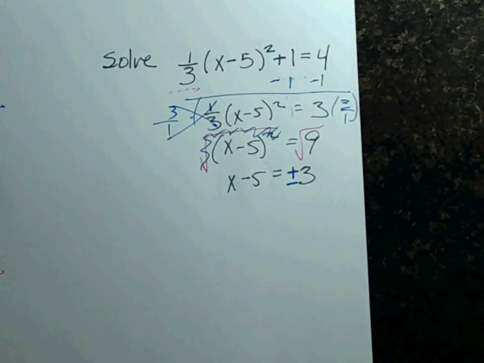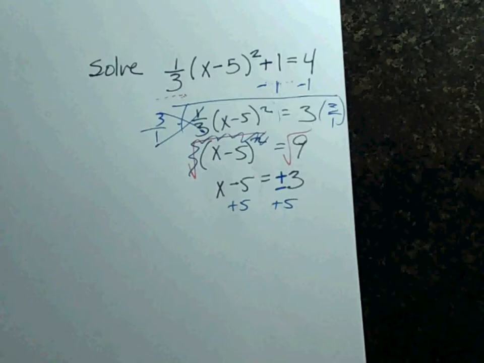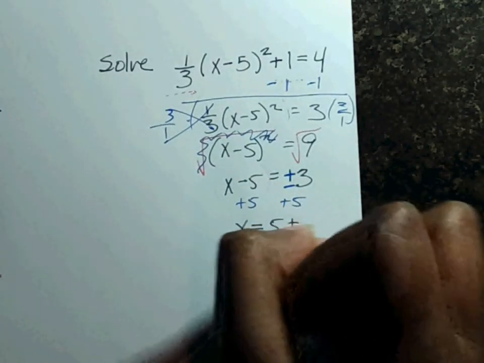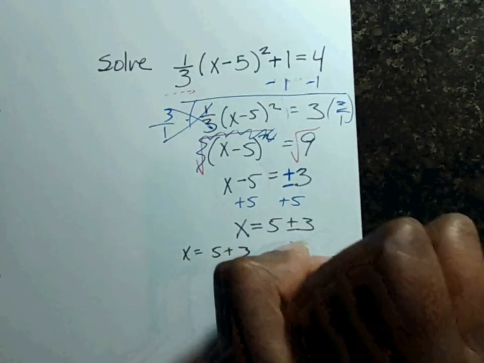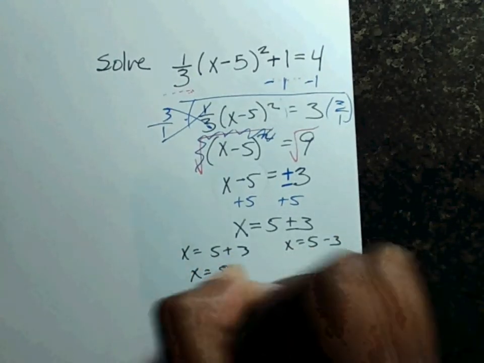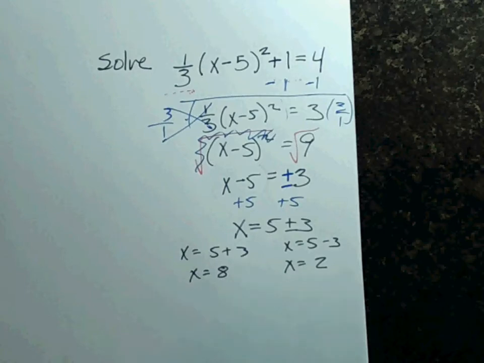Now, I need to get x by itself still. So, add 5 to both sides. X equals 5 plus 3. X equals 5 minus 3. X equals 8. X equals 2. Check yourself.